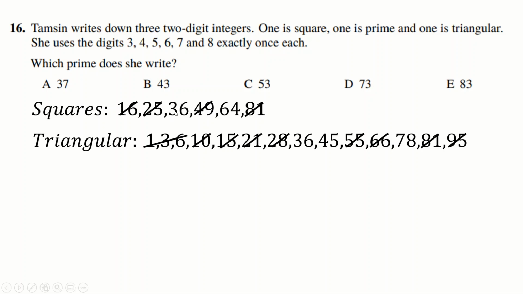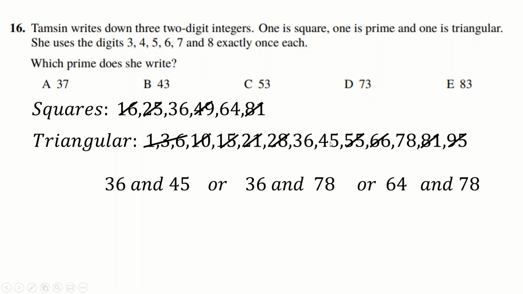Now we can't write 36 as our square and 36 as our triangular, because we're using all the numbers exactly once. So let's figure out what pairs can go together here. The 36 can go with the 45 because they don't share any digits. So she could have written down 36 and 45 as a square and triangular. We'll think about the prime number that she wrote down later. 36 could also go with 78. And 64 can go with 78 as well. Can't go with 45 because of the 4, can't go with 36 because of the 6. So these are the 3 pairs that she could have written down.